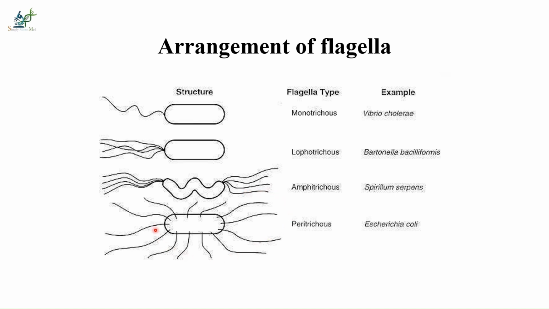And in peritrichous, the flagella can be seen all over the body of the bacteria, all over the cell. That is called peritrichous. The example is Escherichia coli. These are the classifications of flagella based upon the location of the flagellum in the bacterial cell.